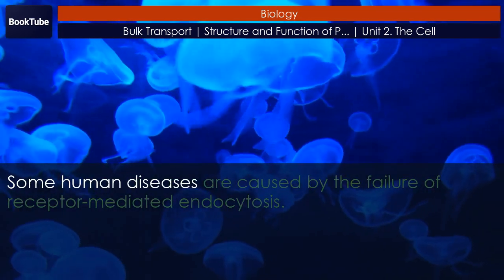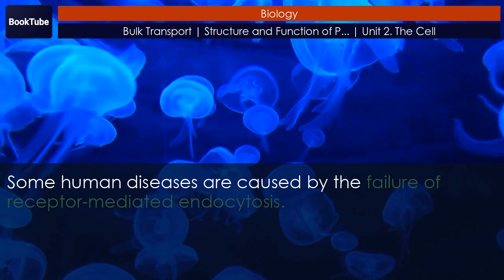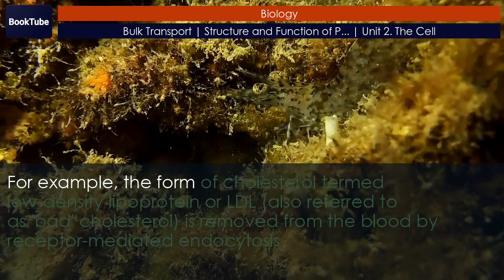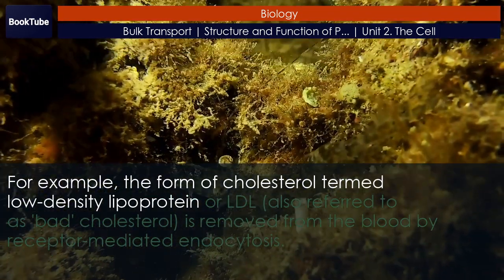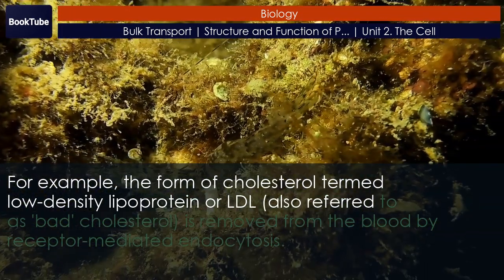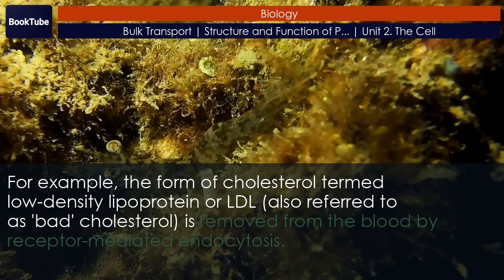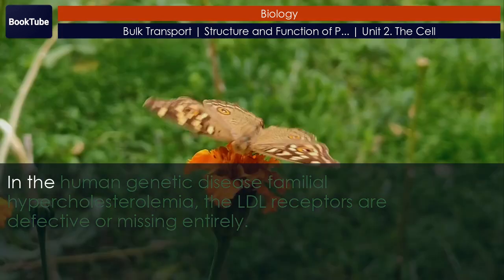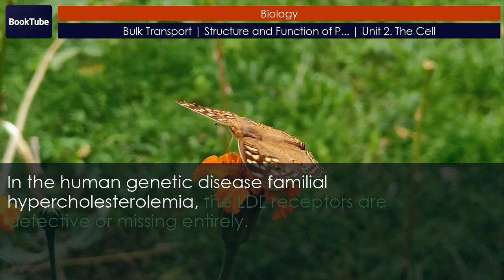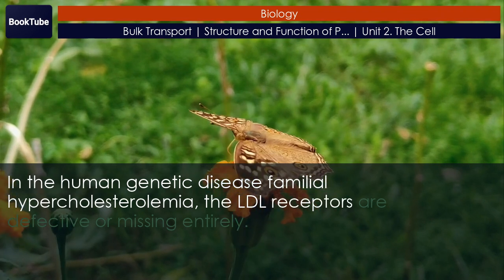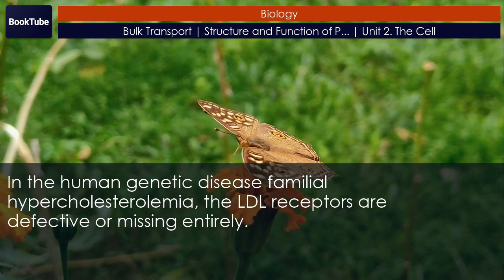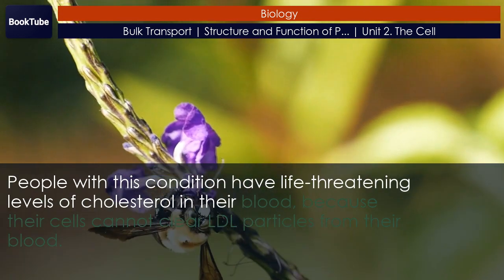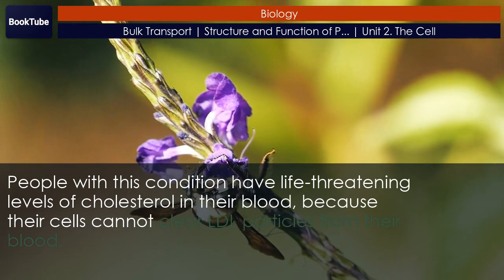Some human diseases are caused by the failure of receptor-mediated endocytosis. For example, the form of cholesterol termed low-density lipoprotein or LDL, also referred to as bad cholesterol, is removed from the blood by receptor-mediated endocytosis. In the human genetic disease familial hypercholesterolemia, the LDL receptors are defective or missing entirely. People with this condition have life-threatening levels of cholesterol in their blood, because their cells cannot clear LDL particles from their blood.